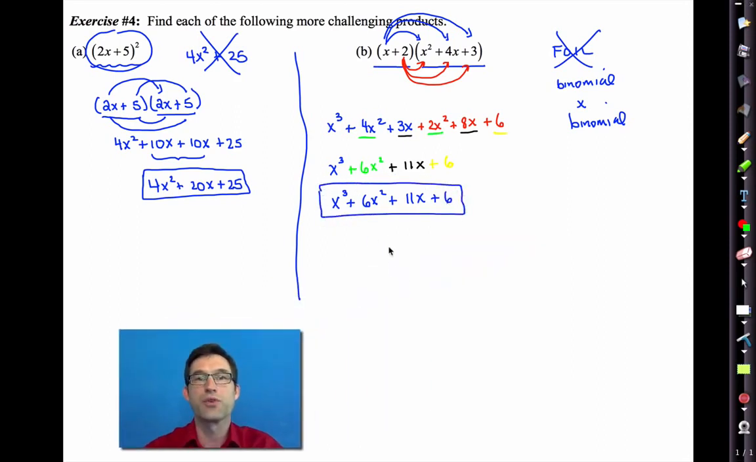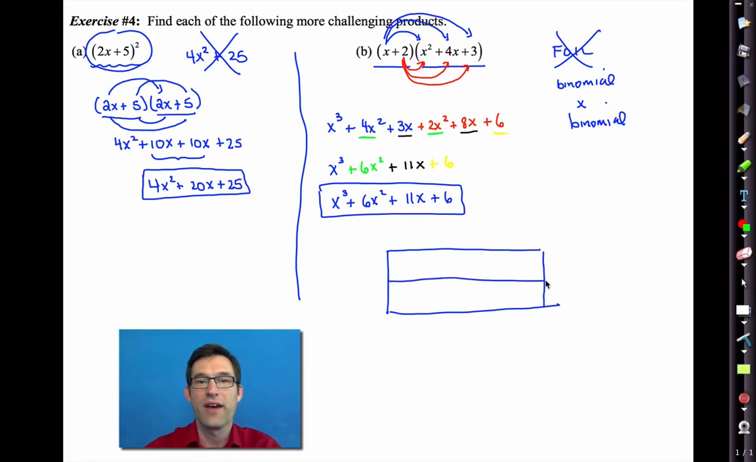This problem also works particularly well with the box method, but it's just no longer a square. It's a rectangle, and a poorly drawn one at that, right? So in other words, what I could do to multiply this out is put a little x plus 2 here, and a little x squared, 4x, and 3 here, and then I could do x times x squared and get x cubed, x times 4x and get 4x squared, x times 3 and get 3x, 2 times x squared and get 2x squared, 2 times 4x and get 8x, 2 times 3 and get 6.